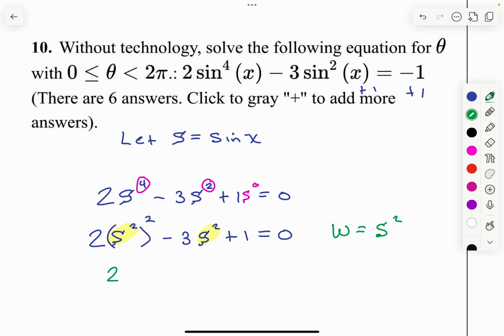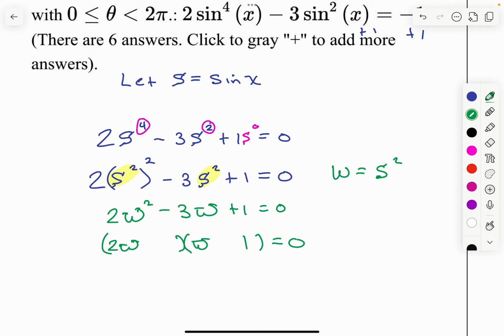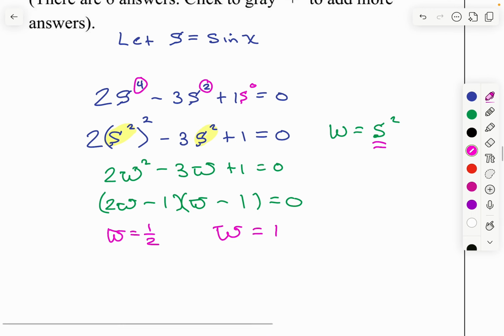So we're really saying 2W squared minus 3W plus 1 equals 0. Now this can factor. Hopefully this looks more recognizable. Whether you need this substitution or not depends on who you are. But a 1 and a 1, and it looks like we need these to be minuses, right? So there's the factorization. And that tells me W equals a half, and W equals 1, but W was really S squared. So now it's S squared equals 1/2, and S squared equals 1.